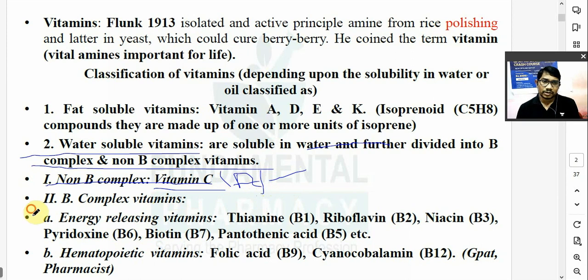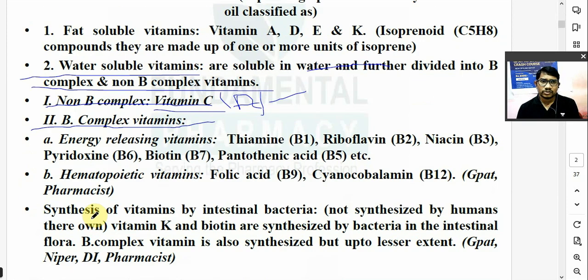Then B complex vitamins are again divided into different classes. B complex vitamins, the energy releasing vitamins, mean what? They are the vitamins responsible for metabolism and energy production. Most of them serve as cofactors for various enzymes in the body.